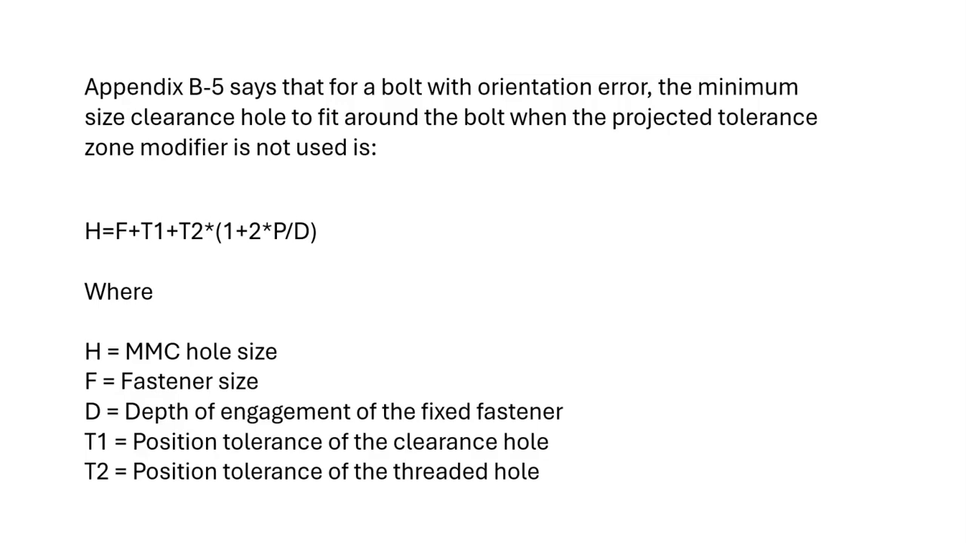Appendix B-5 says H equals F plus T1 plus T2 times the quantity 1 plus 2 times P divided by D, where H is the MMC hole size, F is the fastener size, D is the depth of engagement of the fixed fastener, T1 is the position tolerance of the clearance hole, and T2 is the position tolerance of the threaded hole. Where does this come from?